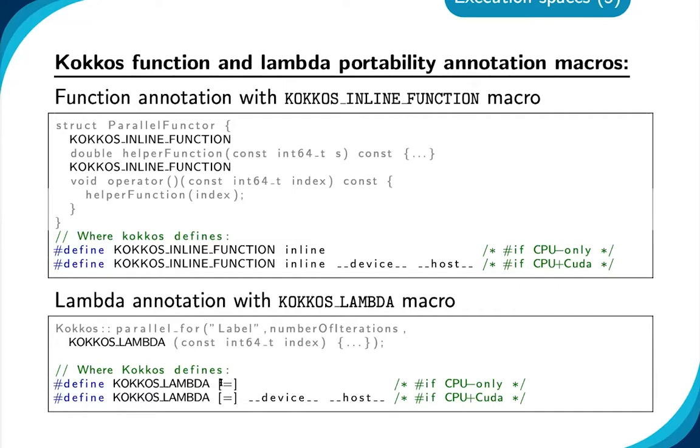There's, for example, KOKKOS_FUNCTION, which doesn't include the inline, because we actually do support things like relocatable device code, etc. There's also a special macro for defaulted functions, because unfortunately, depending on your CUDA version, whether or not you are supposed to mark up defaulted functions changes, which is rather interesting. It also depends on the compiler. I think Clang and NVCC don't quite agree on whether you need the markup or even are allowed to do the markup.